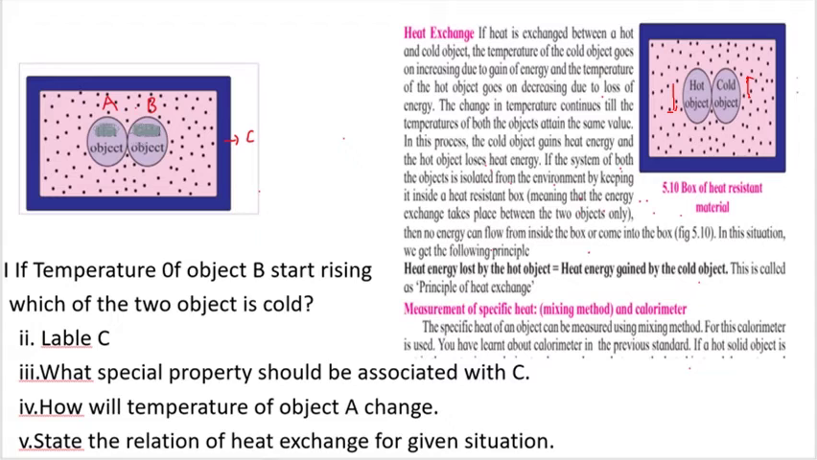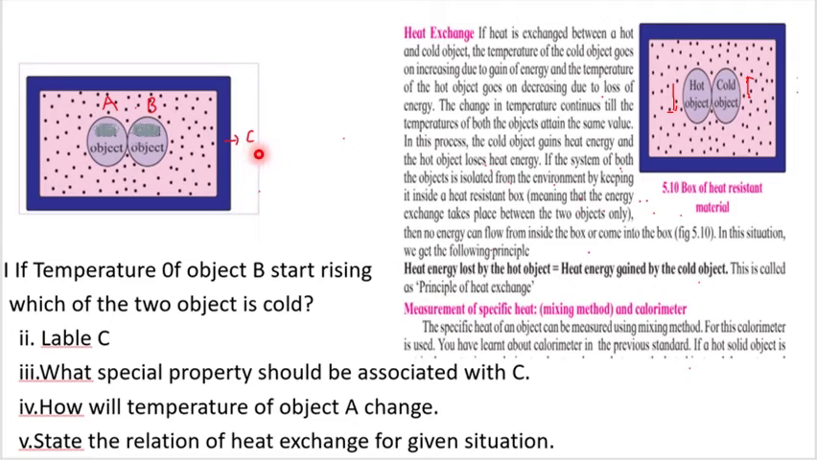Now here in our question, if the temperature of B starts rising, then which of the two objects is cold? As the temperature of B starts rising, B is cold. And how will the temperature of object A change? The temperature of object A starts decreasing till both objects attain the same temperature.